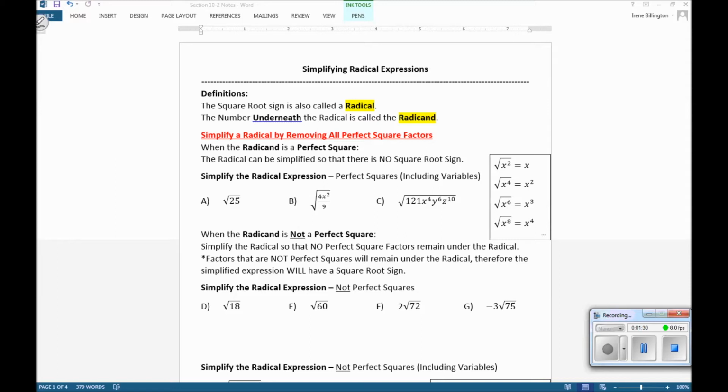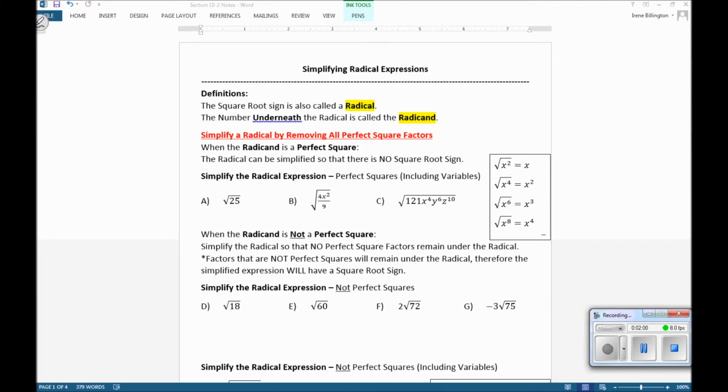If our variable term has an even exponent, so x squared, x to the fourth, x to the sixth, x to the eighth, those are perfect squares because x squared is created by multiplying x times x. X to the fourth is created by multiplying x squared times x squared. So x to the 10th would be x to the 5th times x to the 5th. So when I square root those variable terms, I need to divide that exponent by 2 to take the square root of it.